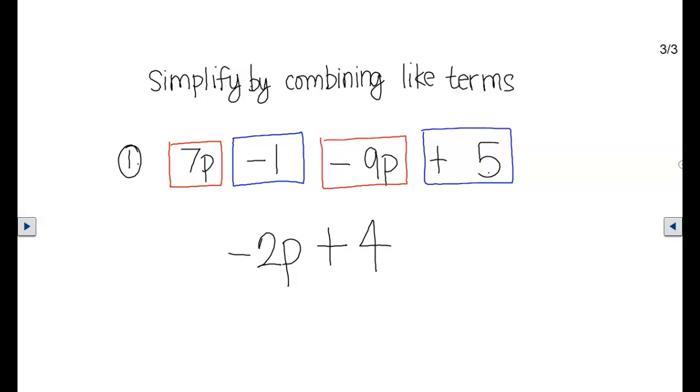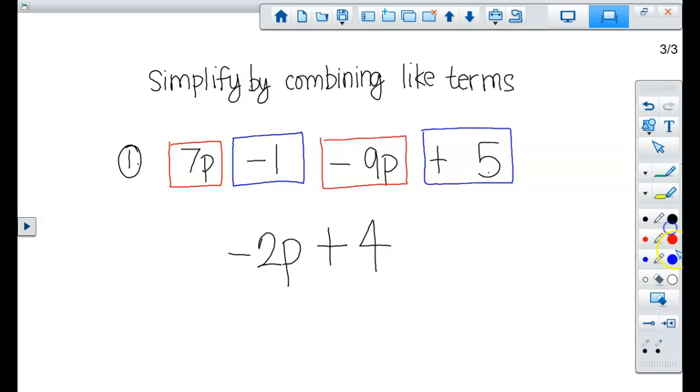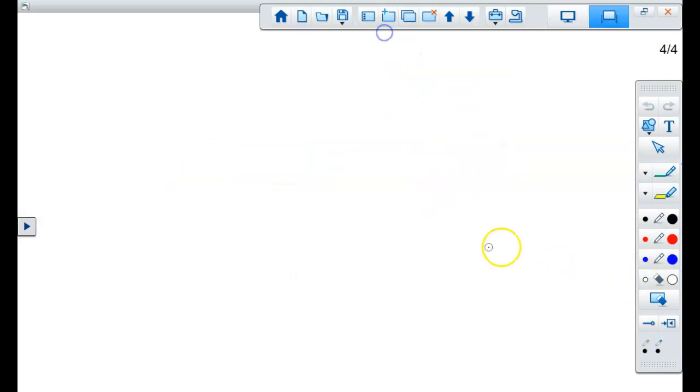Kind of like we talked about with distributive earlier in the week: if something is positive, put a plus in front of it; negative, put a minus. So 7p minus 9p is negative 2p, negative 1 plus 5 is 4. And I have simplified this because it had 4 terms, and now it only has 2. So combine the like terms.